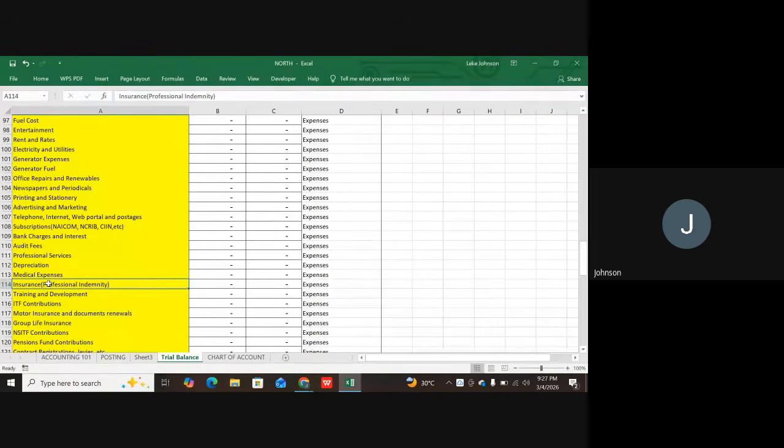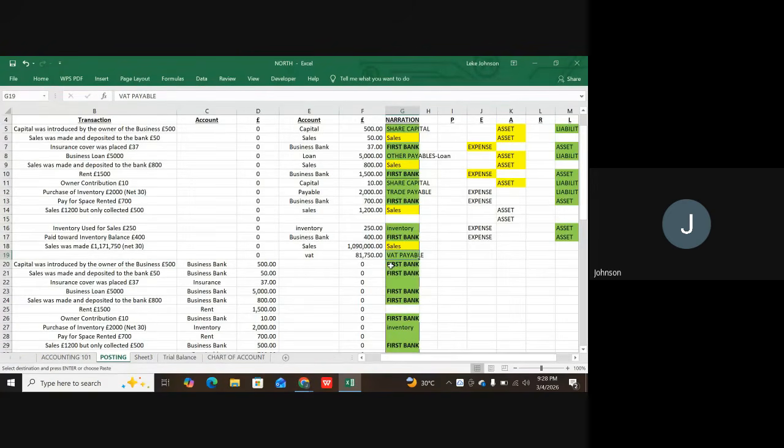Okay, I think this is insurance, right? So they didn't specify what insurance it is, so it can be any insurance. It can be insurance, professional indemnity. It can be anything. So let's just copy insurance. Insurance is insurance. Let's come back to our posting, right? Then we say, okay, where is insurance? Insurance is here, Control V.